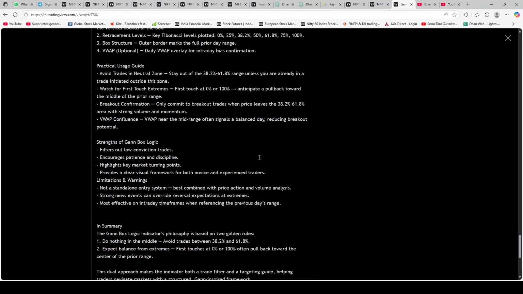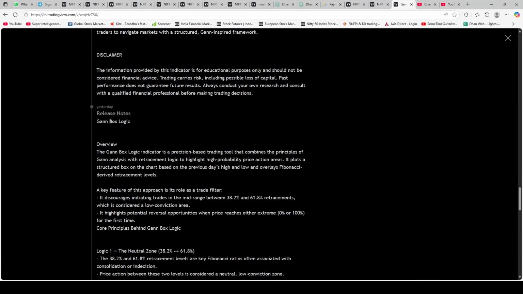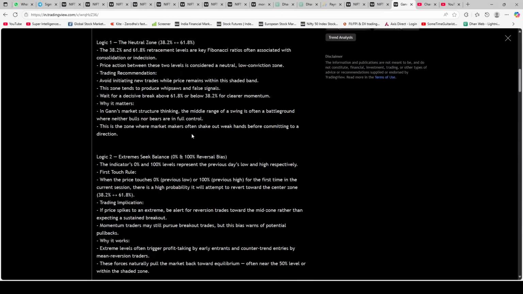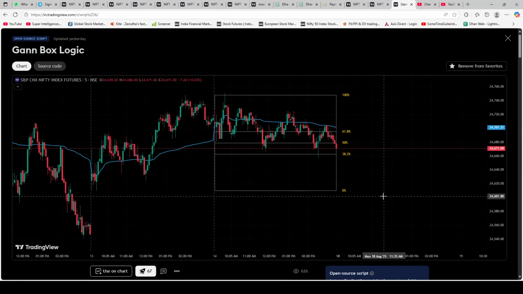So read the last version, which was published yesterday. It states over here, the Gann Box Logic. If you read the last version, or if you generally read all of them also, it's okay. The only change that we made from the first version to the second version was, in the first version, the center was colored. In the second version, the center was not colored. And there were some other cosmetic irregularities that we wanted to get rid of and that we got rid of in the second version. All right. The logic of the Gann box is very simple.